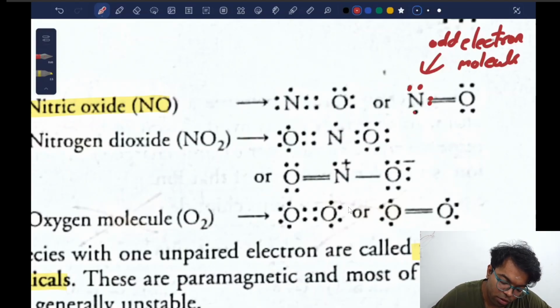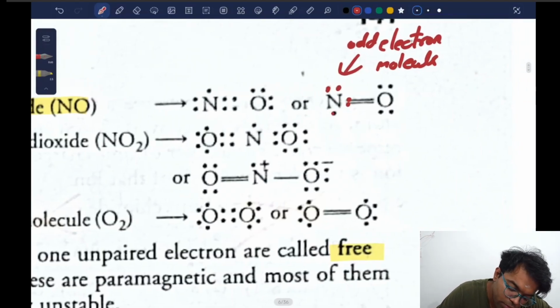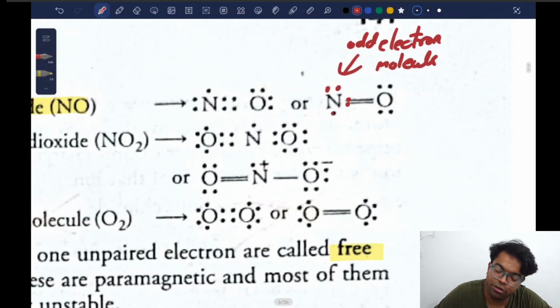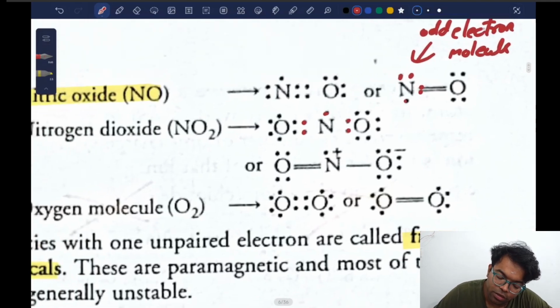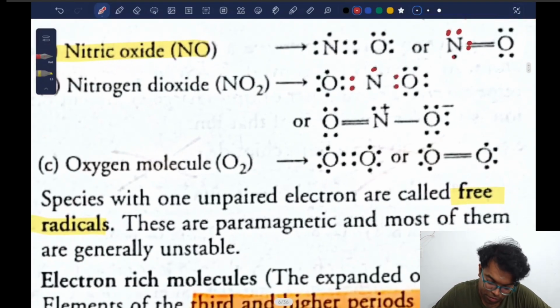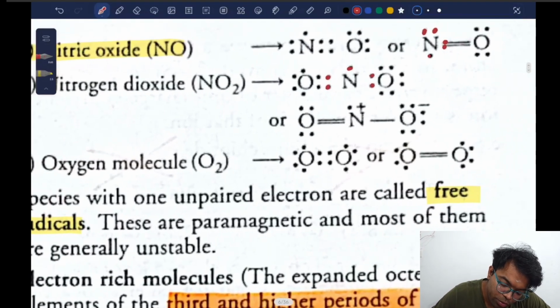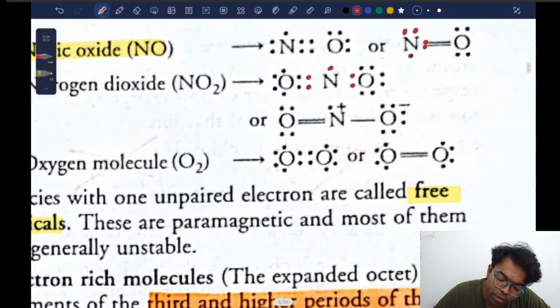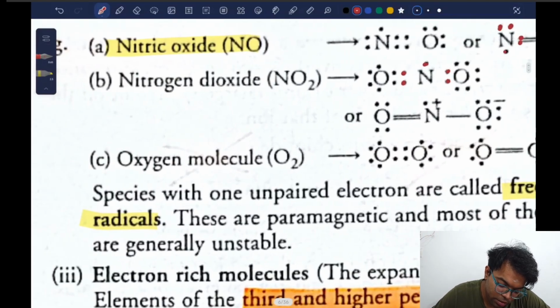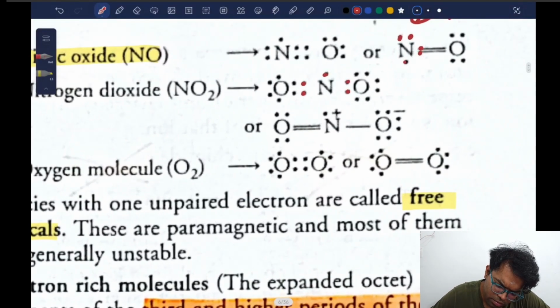Similarly, let's look at the case of NO2. How many electrons are present in nitrogen now? This is what NO2 looks like, right? So again, you have odd electrons. Next, oxygen molecule, O2. So how many electrons do you have here? Wait. How is the oxygen molecule an odd electron molecule?